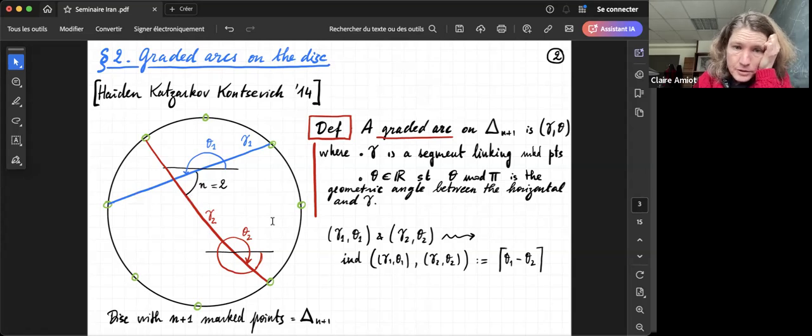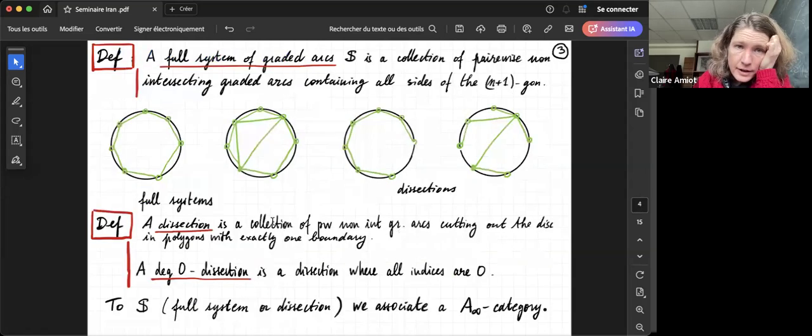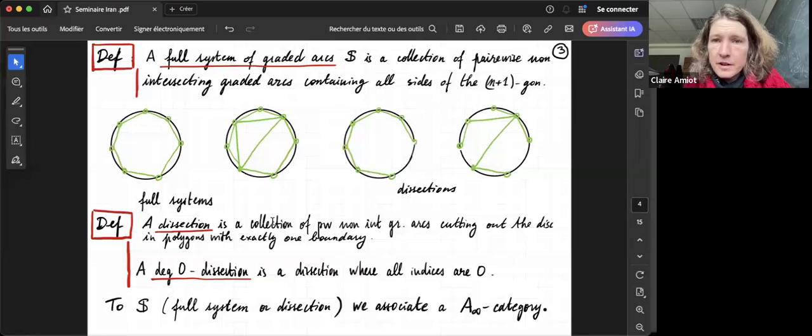Okay, so this is my definition of graded arc. Now I give two more definitions. I will give the definition of a full system of graded arcs on this disk. It's a collection of pairwise non-intersecting graded arcs that contain all the sides of the n+1 gon. When I say non-intersecting, I mean no intersection in the interior.